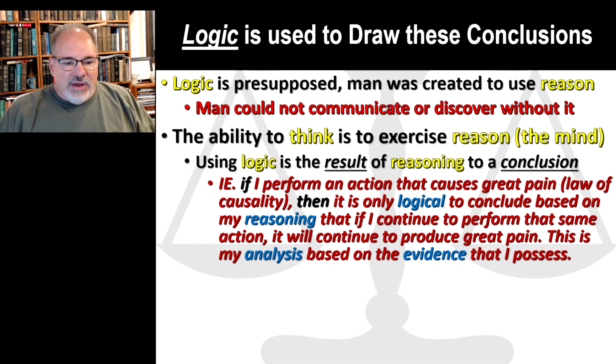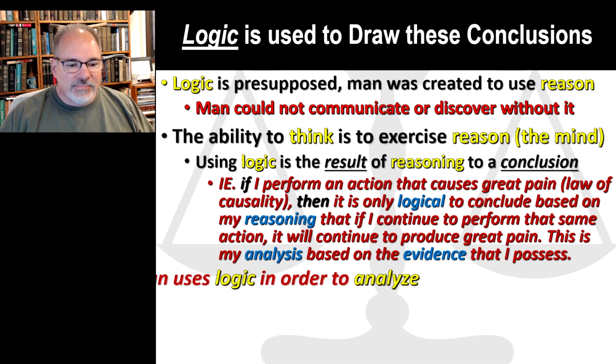In other words, if I perform an action that causes great pain, which is really the law of causality, then it is only logical to conclude, based on my reasoning, I'm going to think through this, that if I continue to perform the same action, it will continue to produce great pain. This is my analysis based on the evidence that I possess. And this is very simple and straightforward. We do this all the time. If I hit my head against the wall and it hurts, and every time I do that it hurts, then I am going to conclude based on that evidence that it's going to give me pain each time I do it, so why would I do it?